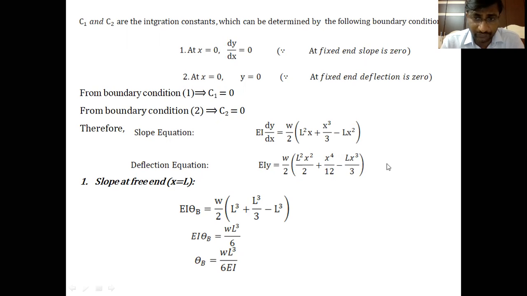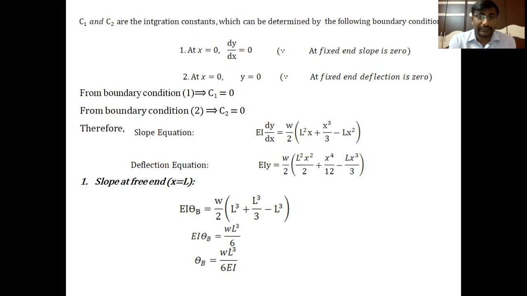Here C1, C2 are 0, so I do not write the C1, C2 values here. After eliminating C1, C2, we'll get the slope and deflection equations. EI dy by dx is the slope, EIy is the deflection equation. In that, dy by dx is the slope, and y is the deflection. After getting the final slope and deflection equations, we can find the slope and deflections at every point of the beam. In this problem, the slope and deflection are asked at the free end.